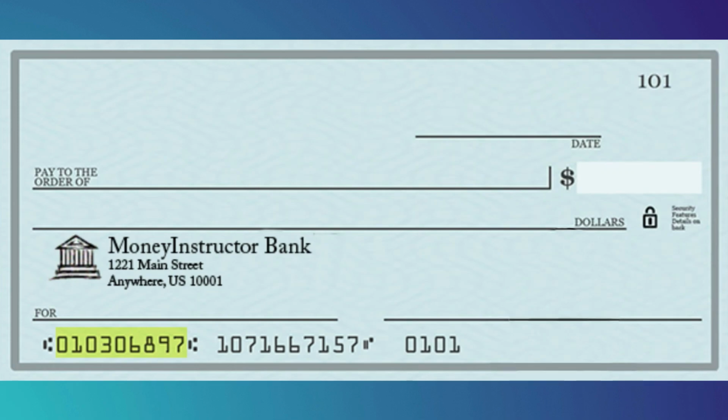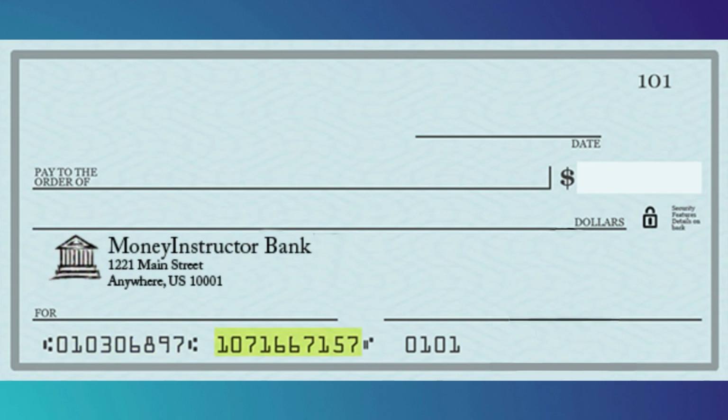This is usually the first set of 9 numbers on the left side of the check. It's like an address that tells the bank where the check is coming from. Think of it as the bank's zip code. Every bank has its own unique routing number, and it's used to identify that particular bank in transactions. So, if you're setting up a direct deposit, paying bills, or even transferring money, you'll often need this number.